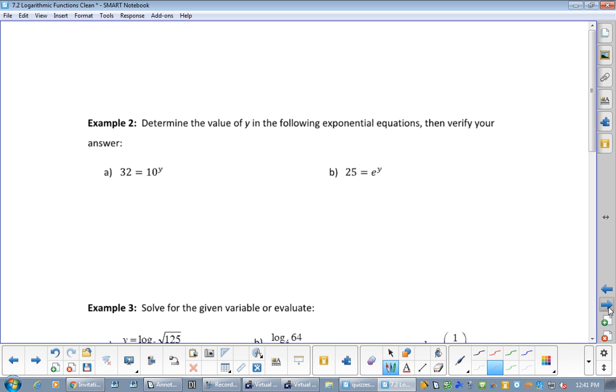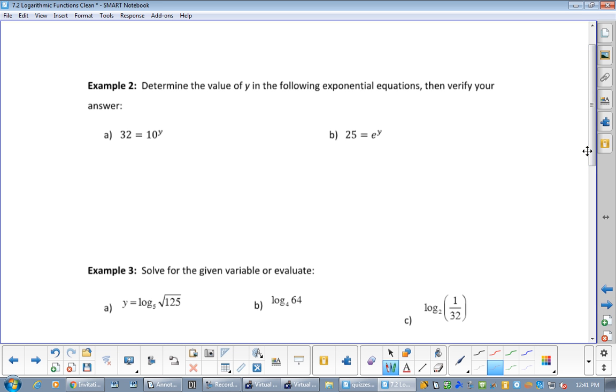Okay? Now, 32 equals 10 to the y. The only way you've been able to do this before is y1, y2 to find that exponent. Let's change it to log form. What side is my base on? Right. So this is going to go log 10, correct? What's going beside it? 32 equals y.